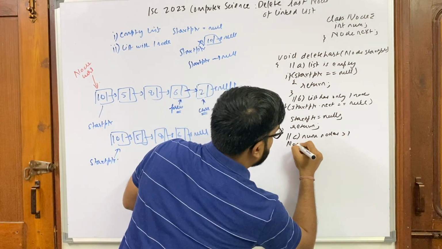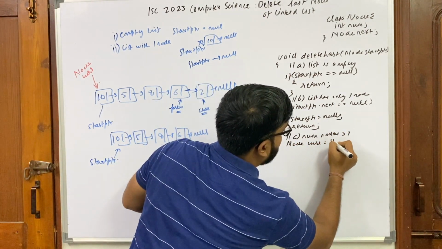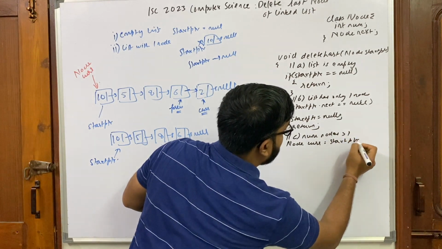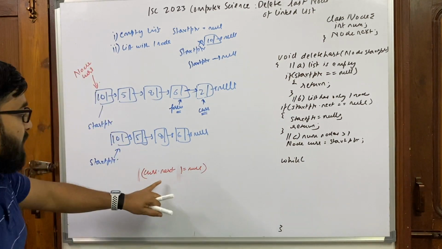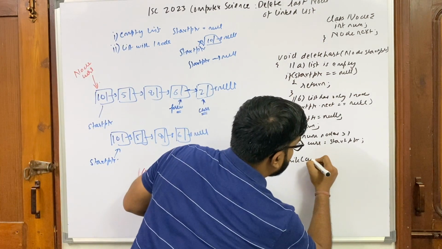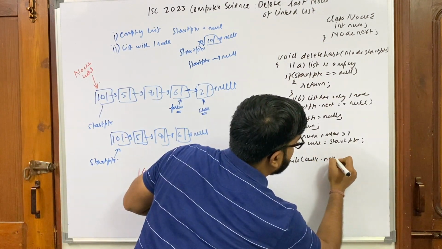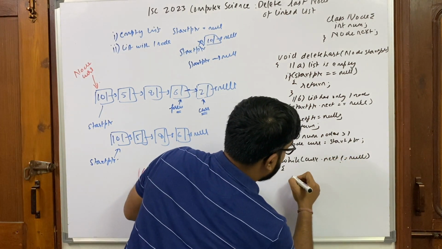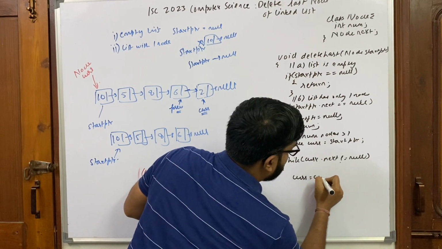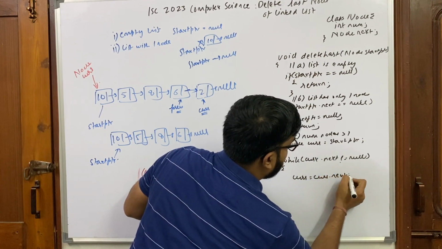Node current is equal to start pointer. Okay, and I say while current dot next is not equal to null, to reach the last node, I do current is current dot next.